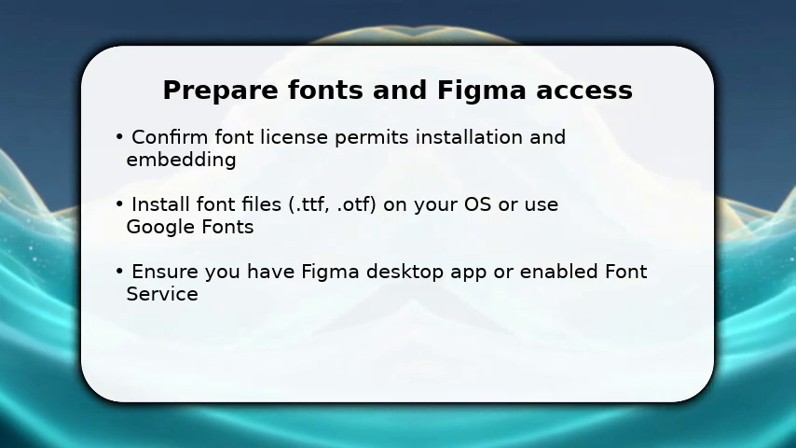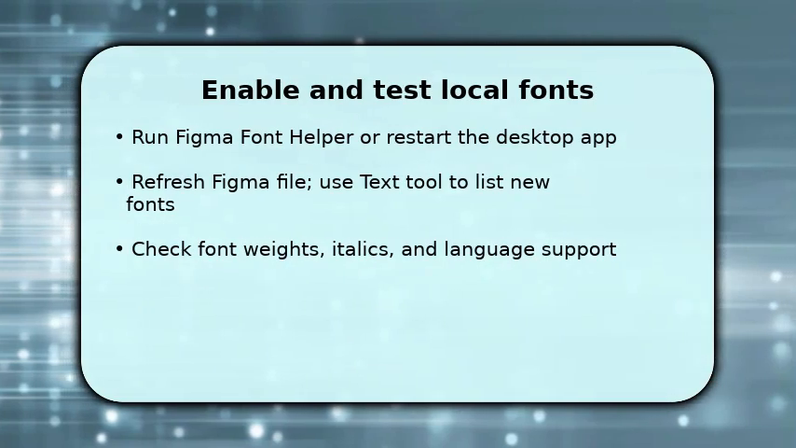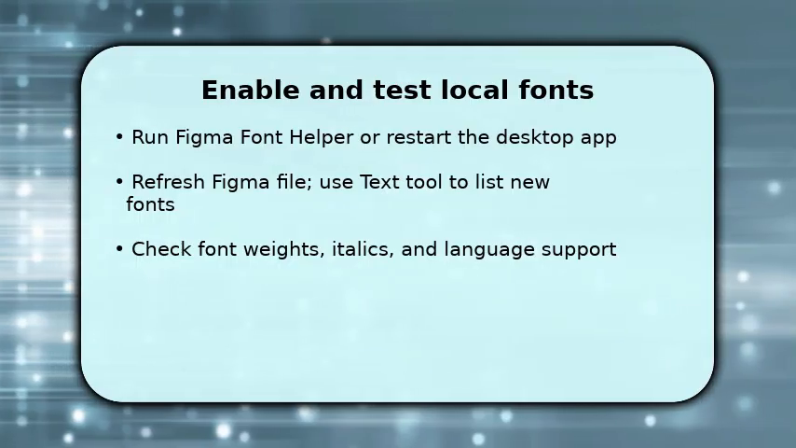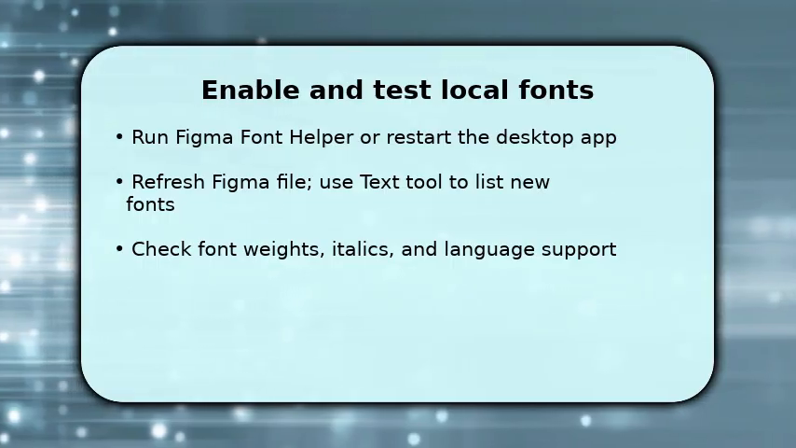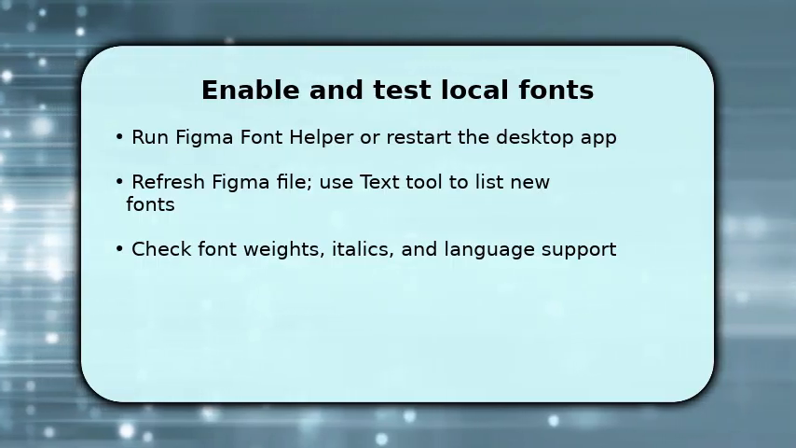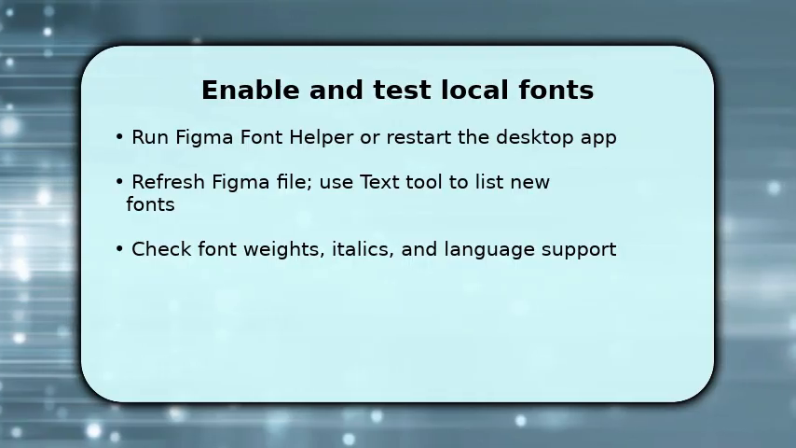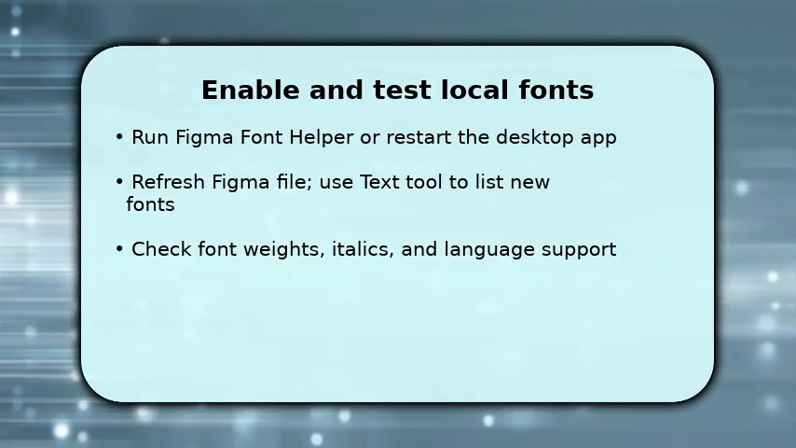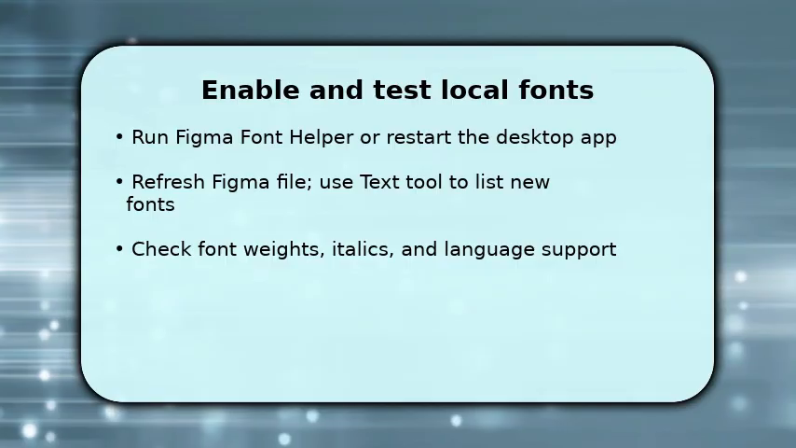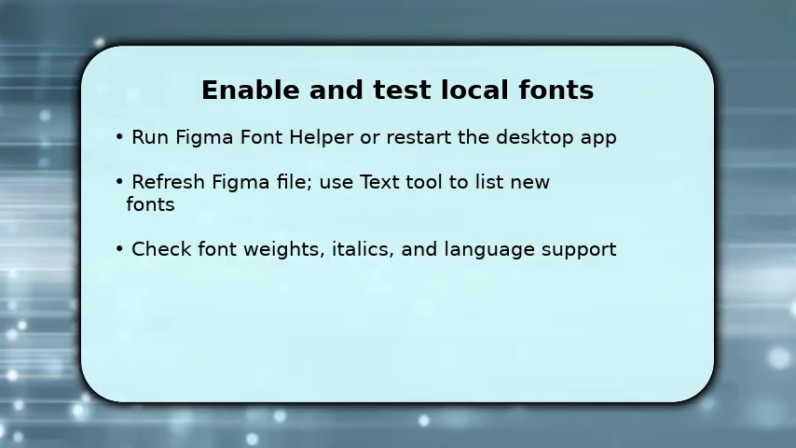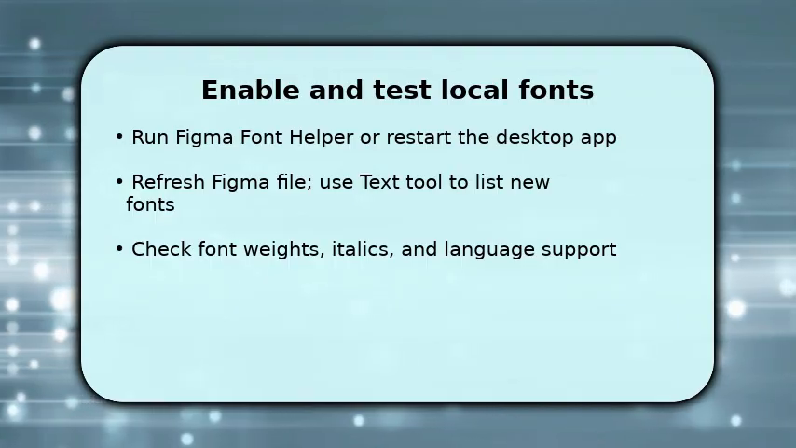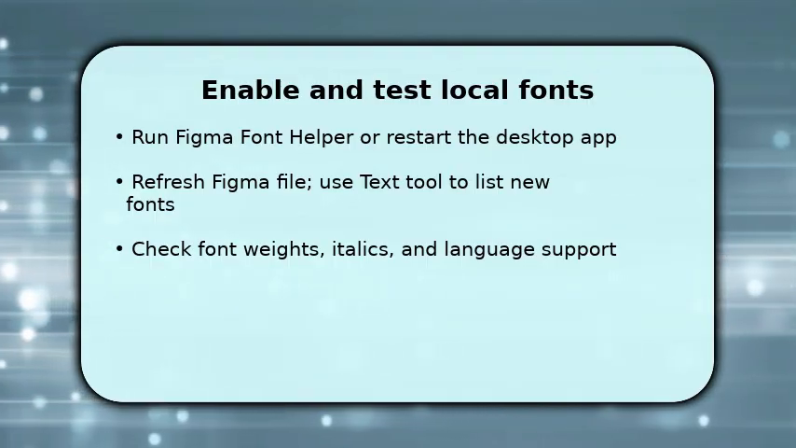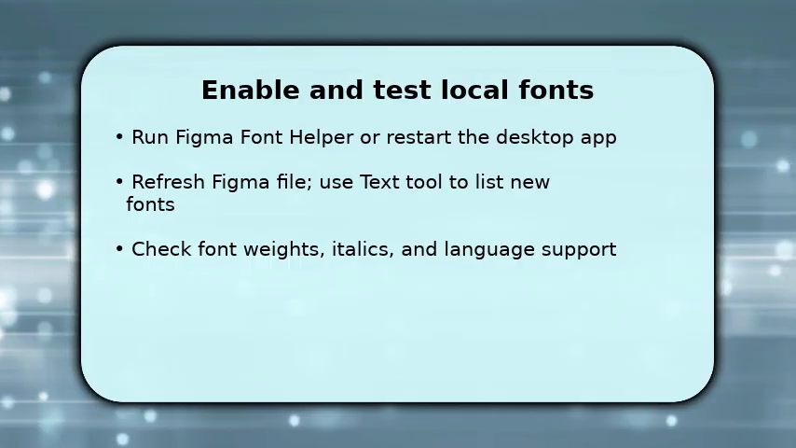Now you'll enable and confirm the fonts inside Figma. Launch the Figma Font Helper app if you're using a browser, or simply restart the desktop app to refresh the font cache. Open your file, select the text tool, and type to reveal the font dropdown. Search for the new family name. Make sure all expected weights and italics are visible, and test characters for extended language glyphs. If a weight is missing, recheck the installed file or font family naming conventions on your system.